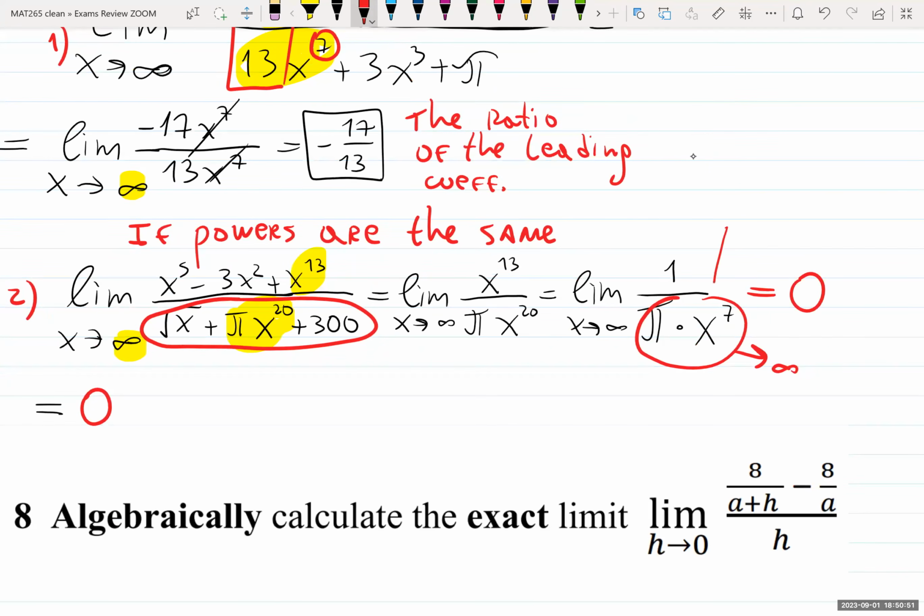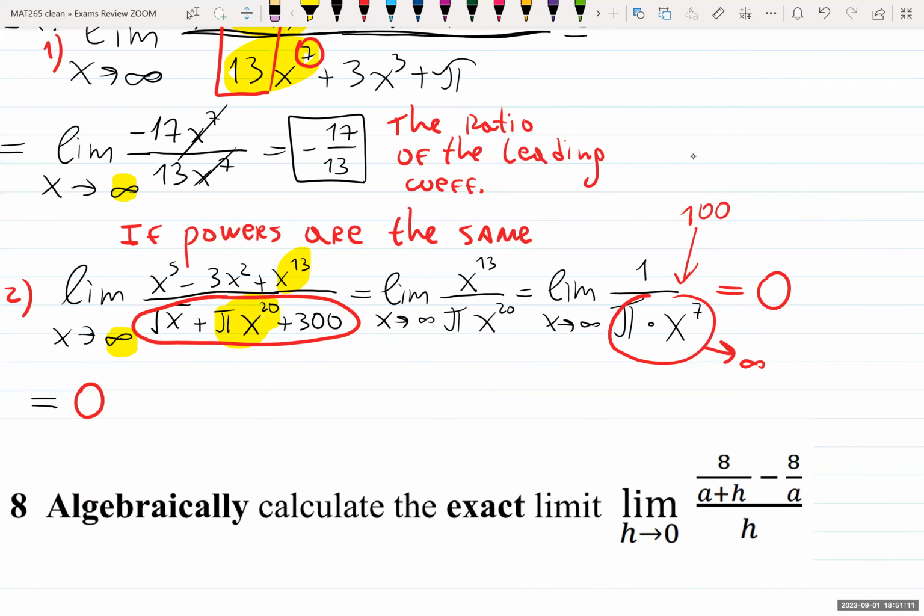You can even plug in here 100. What's going to be 1 over pi times 100 to the 7? It's like 7 times more of 2 zeros, adding and adding and adding. It's going to be a freaking small number. It will be 0.000000314, you know. So you can always check. That is my idea.